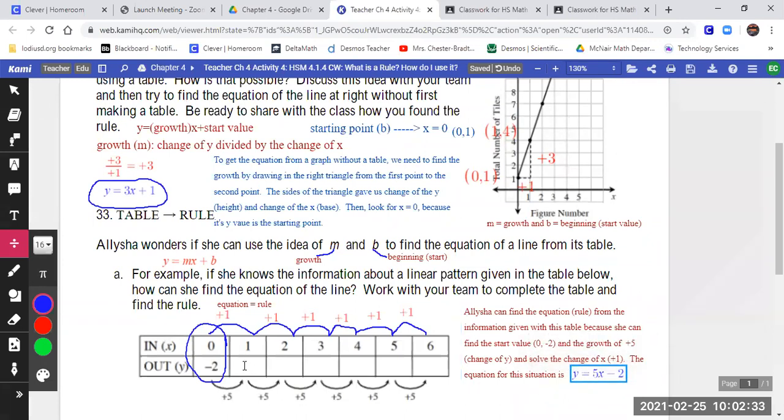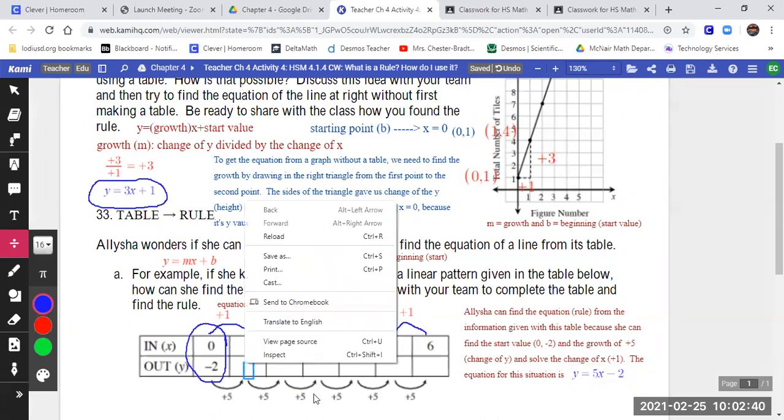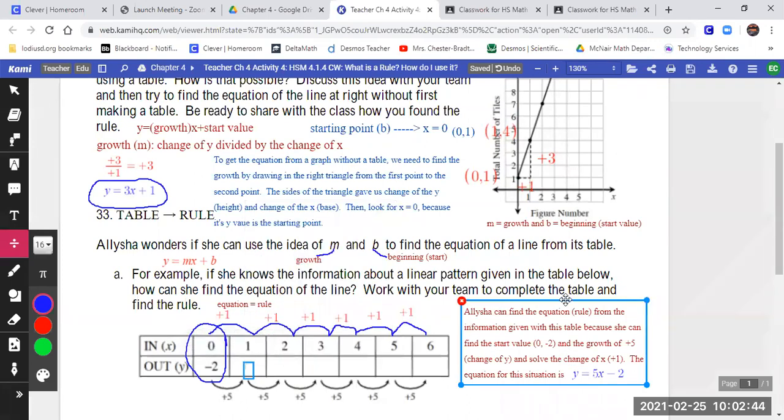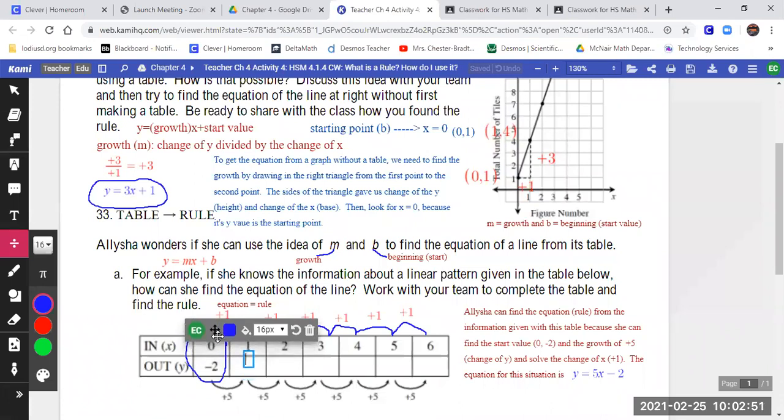We need to quickly go fill in the table now. If I'm adding 5 to -2, what would I end up with? Because it says we have to complete the table and find the rule. We found the rule, we did our explanation, we're now completing the table. If we take -2 and we add 5 to it, what are we going to get?